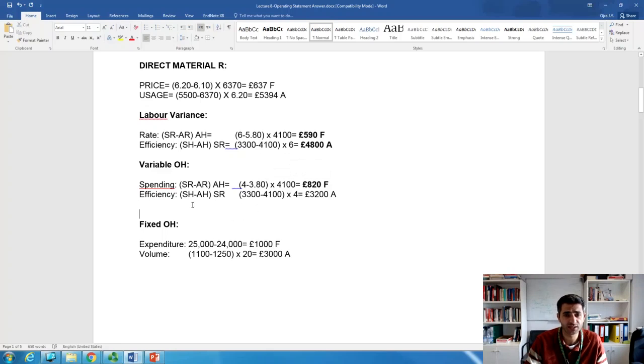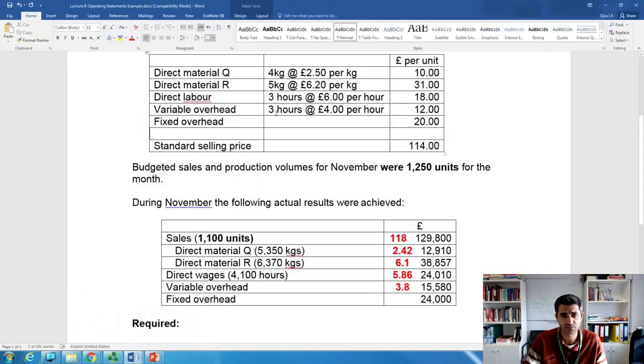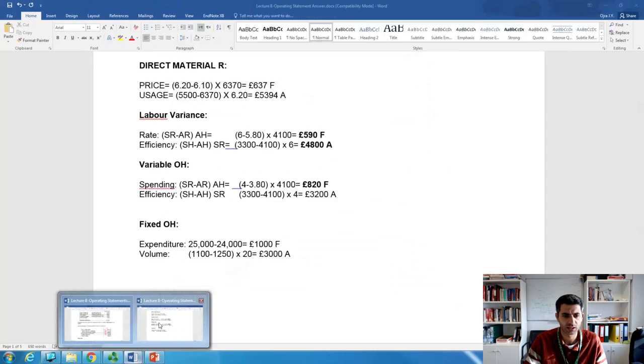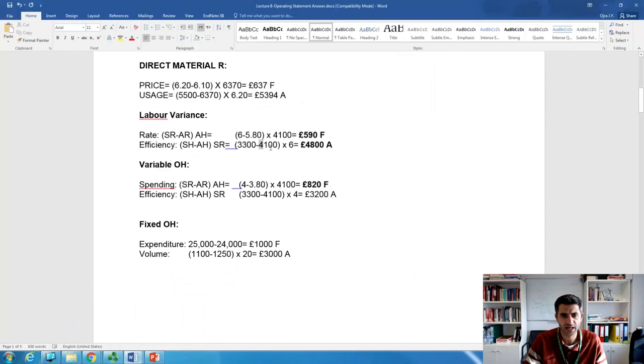In terms of efficiency, the standard hours are the same, 3,300 hours, as for labor efficiency, because if you look at the question, it is 3 hours, and you multiply it by the actual output, the actual units, 1,100 units. Actual hours are 4,100, and multiply by the standard rate for variable overhead. So the answer is 4,800 adverse.